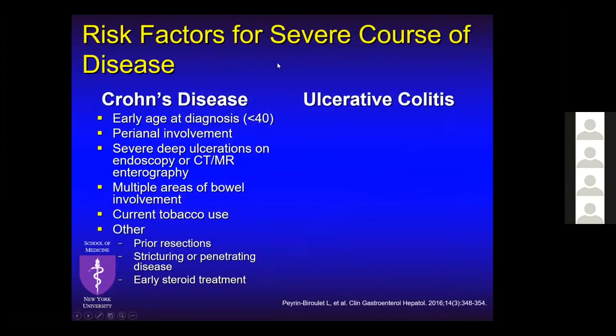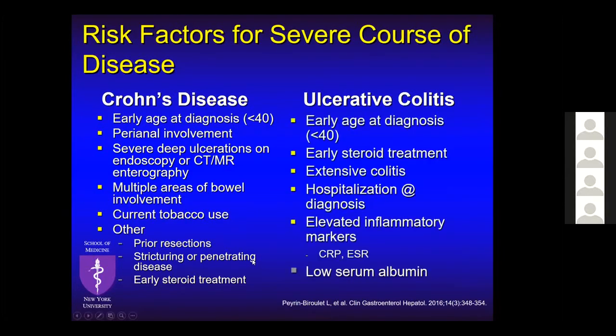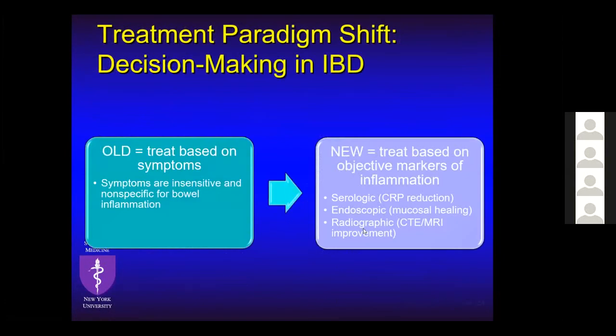The risk factors are when they present early, when you have perianal involvement with severe deep ulcerations, multiple areas, if they're smokers, and then of course, as soon as surgery gets involved, you start having that cascading event of surgery leading to more surgery. And early steroid use is a bad prognostic. Ulcerative colitis, again, early age, early steroid treatment, all of this current research is on how steroid treatment is bad and how it portends an overall worse prognosis.